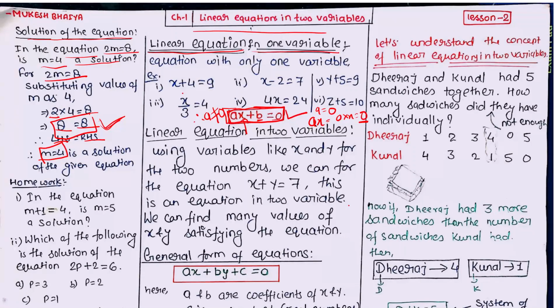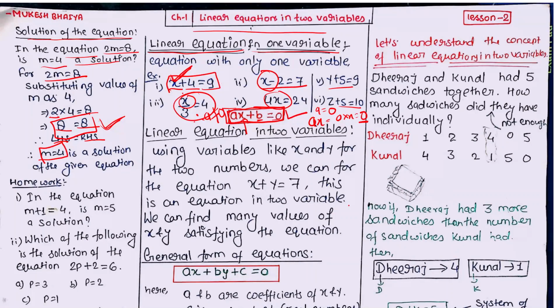Let's see a few more examples. x plus 4 equal to 9. Here you can see one variable, and this you can solve further. Similarly, x minus 2 equal to 7, one variable. x by 3 equal to 4, one variable. 4x equal to 24, one variable. Similarly here and here, right?